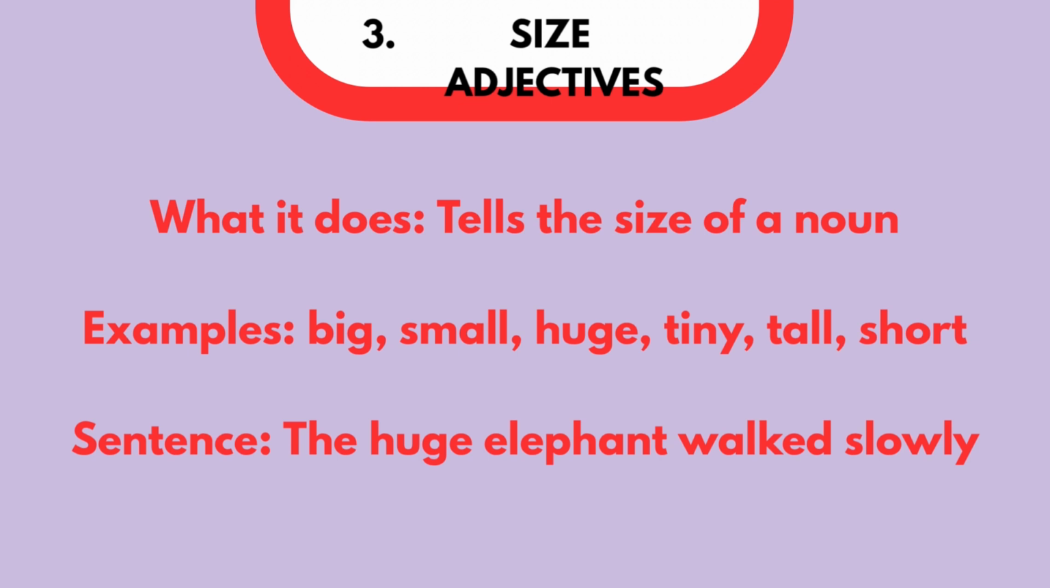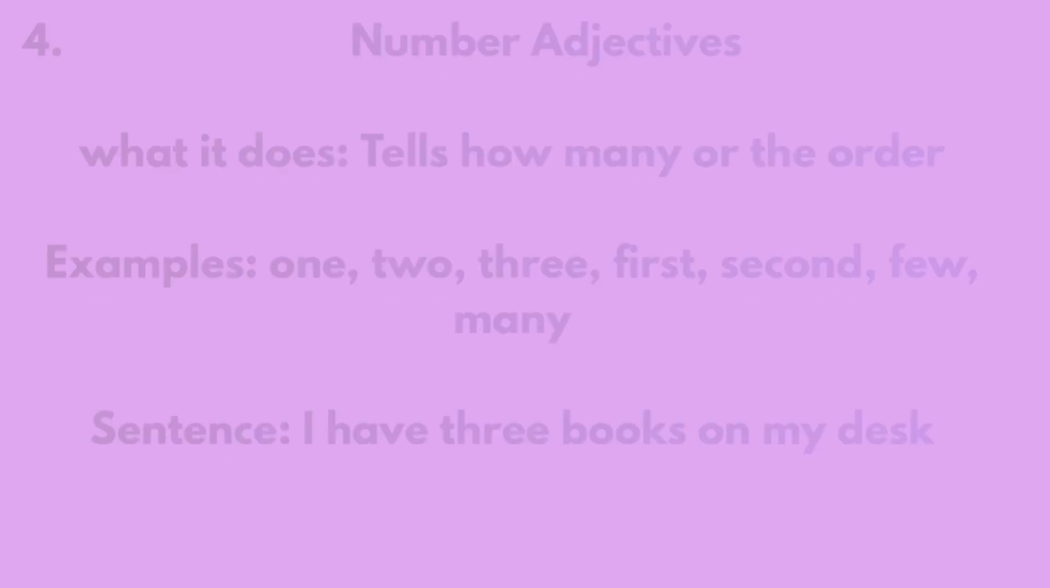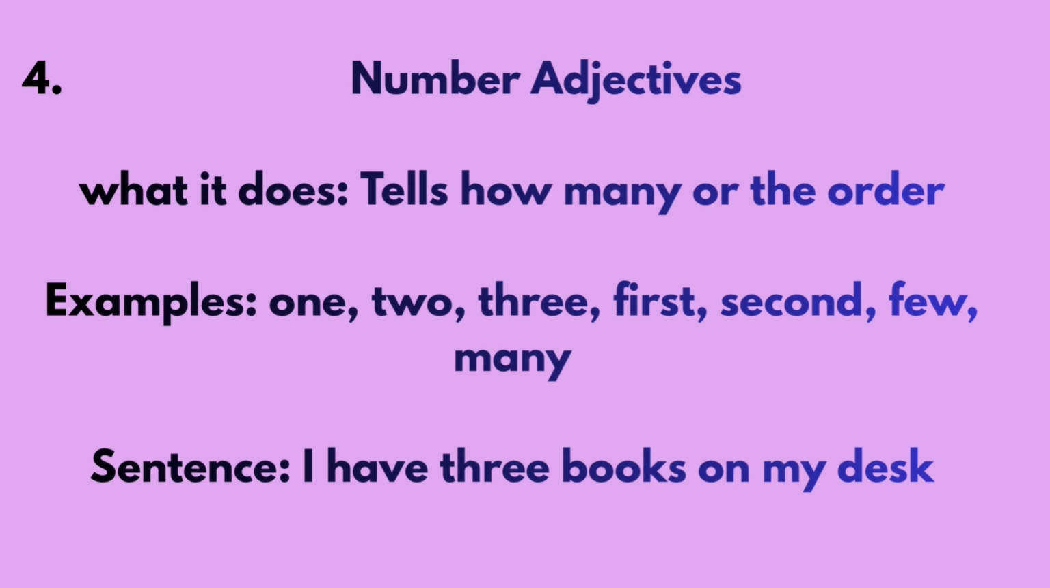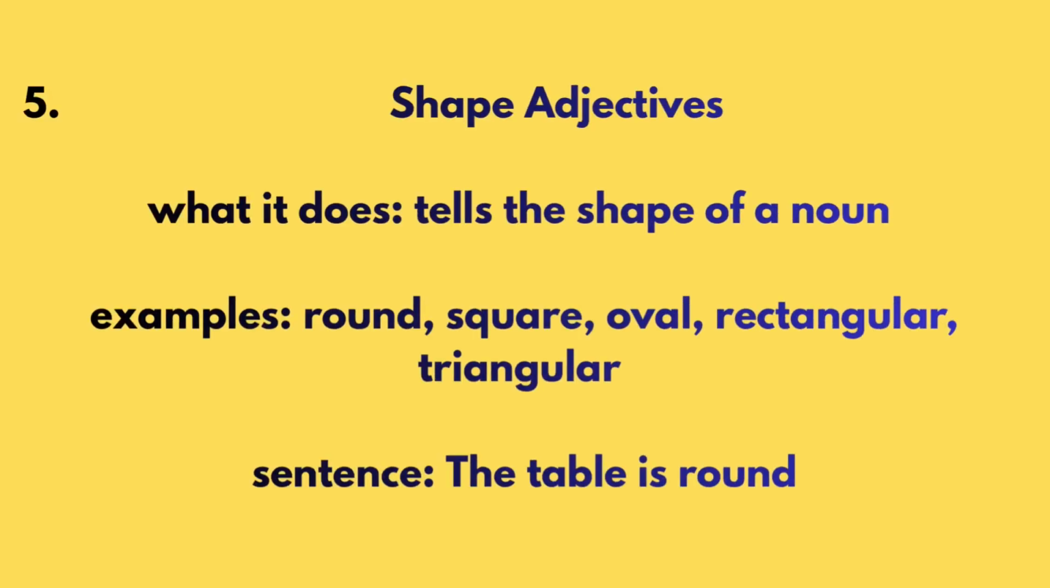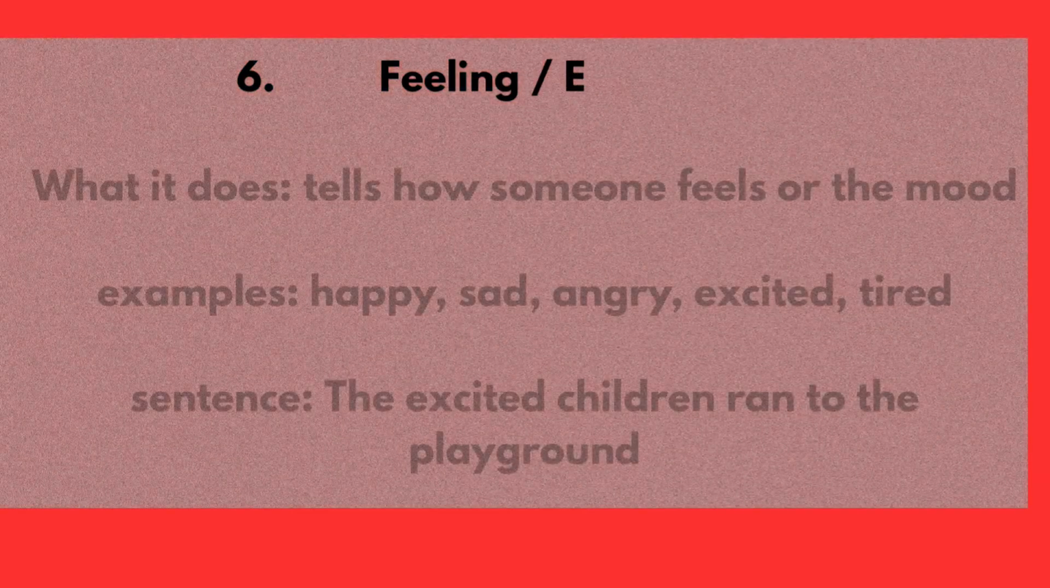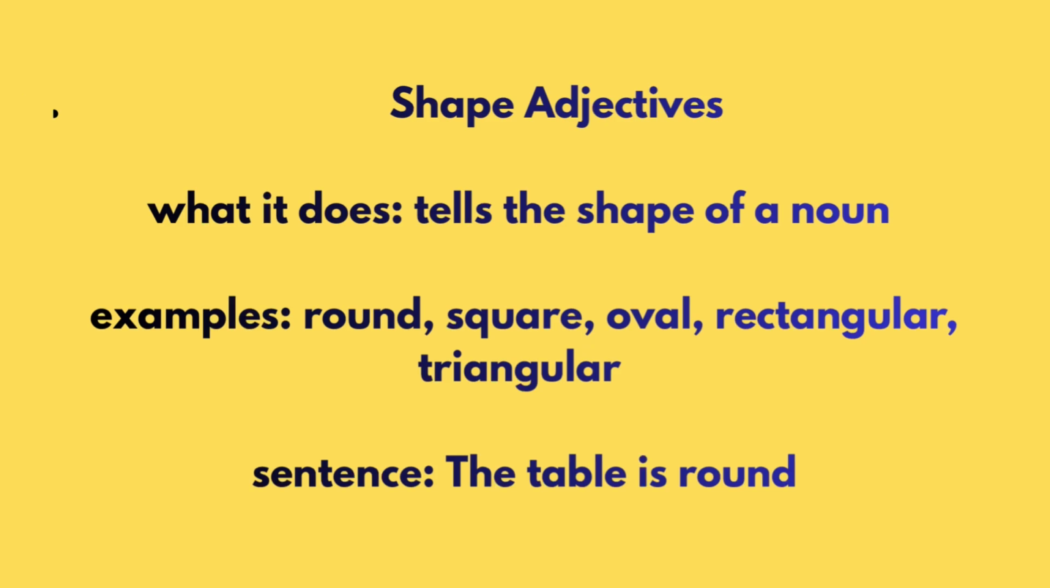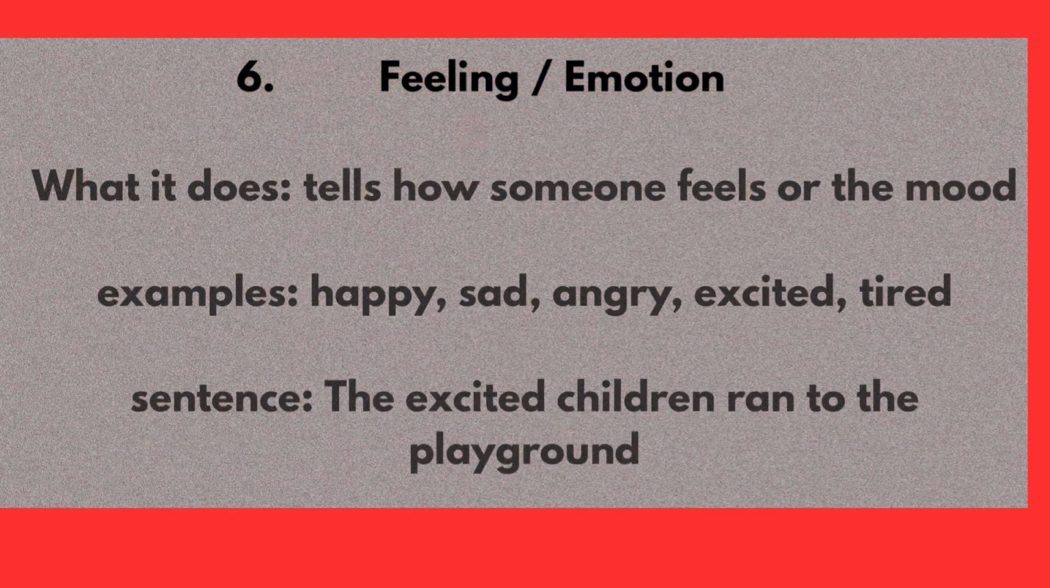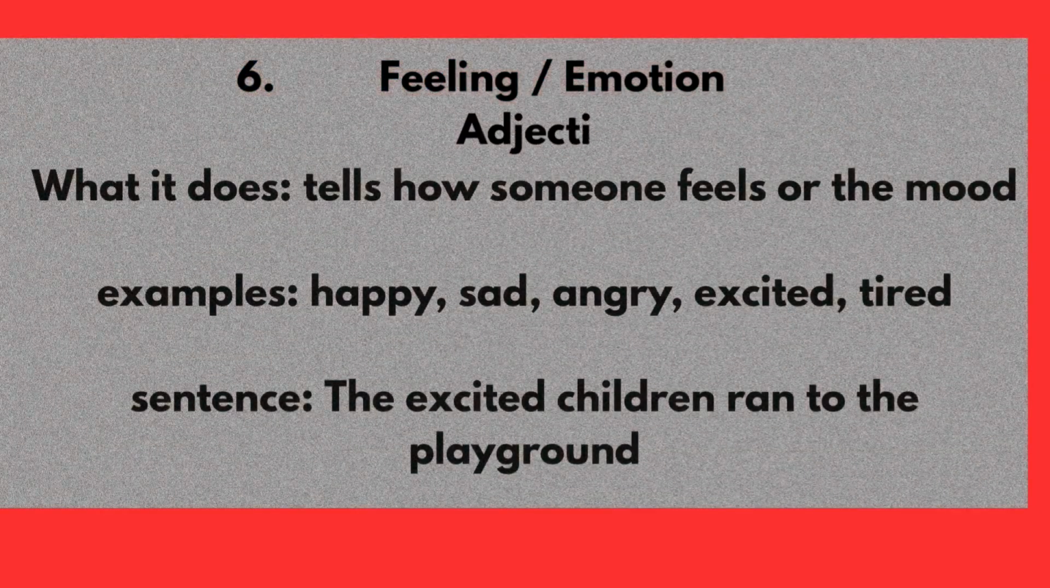Next we have number adjectives. They tell us how many or the order: 1, 2, 3, first, second, few or many. I have 3 books on my desk. Those are number adjectives. We have shape adjectives that tell us the shape of a noun: round, square, oval, rectangular, triangle, like the table is round. We have feeling or emotion adjectives that tell us how someone feels or the mood: happy, sad, angry, excited, tired. The excited children ran to the playground.